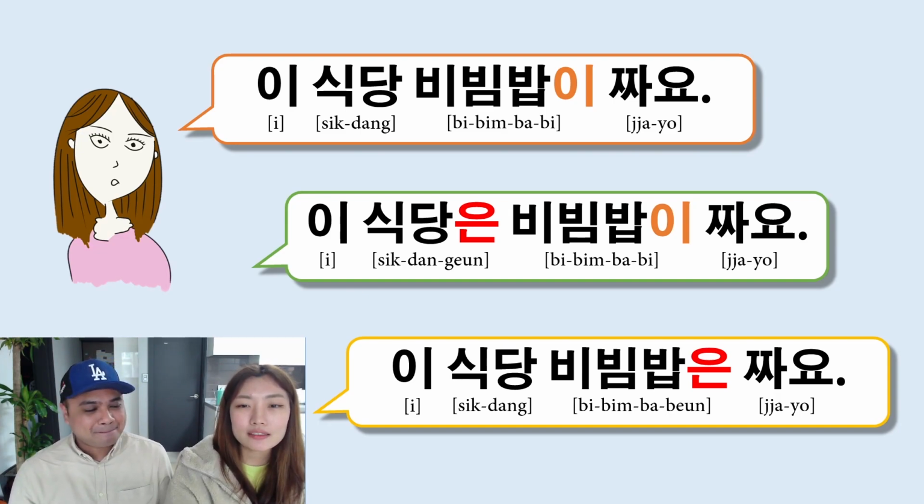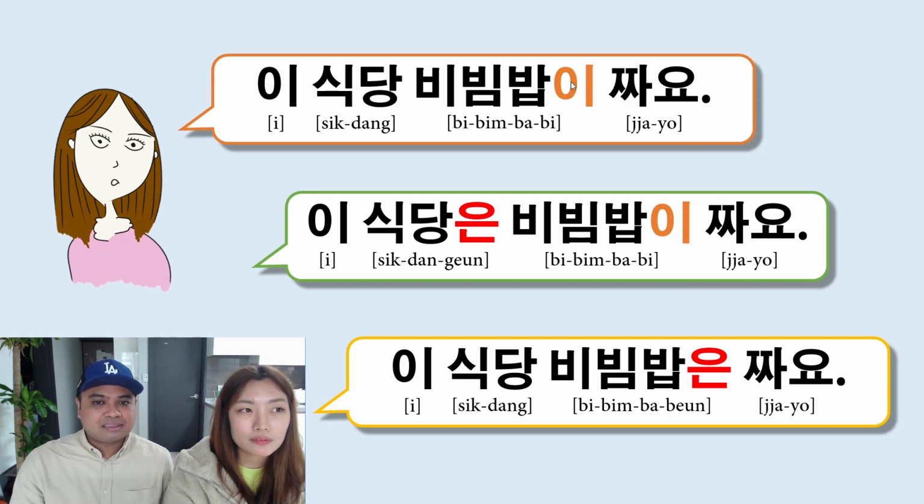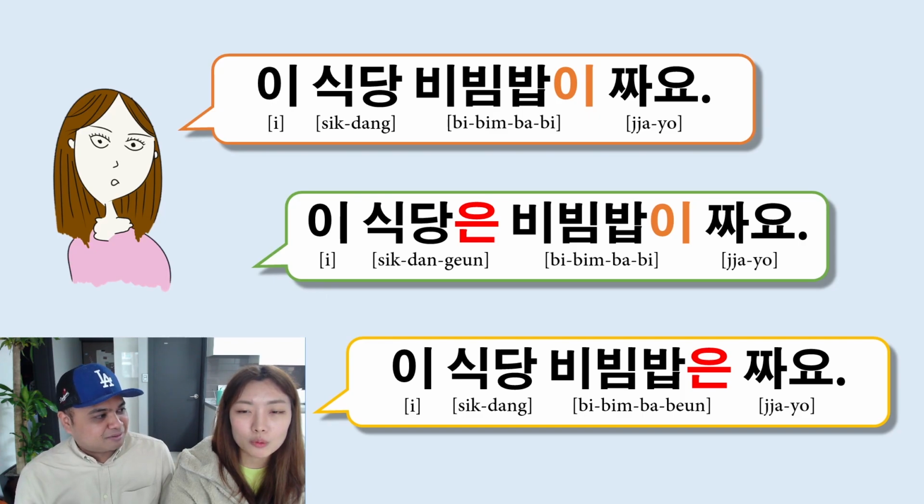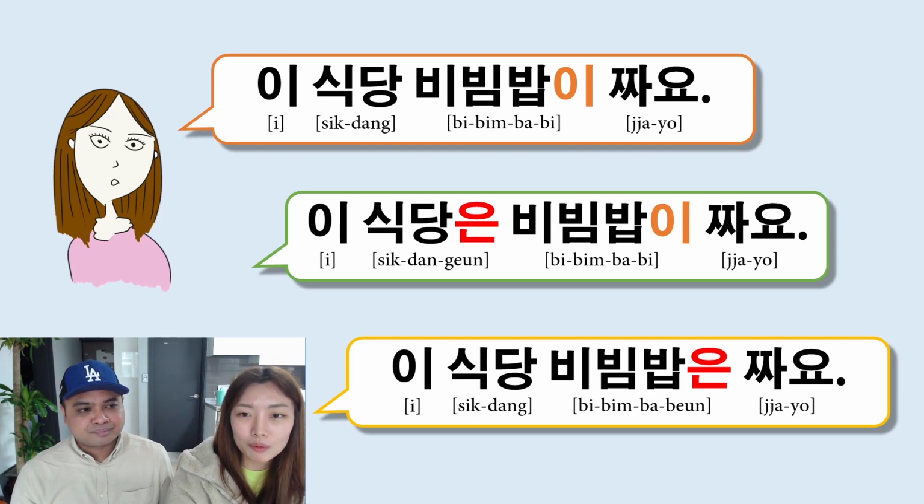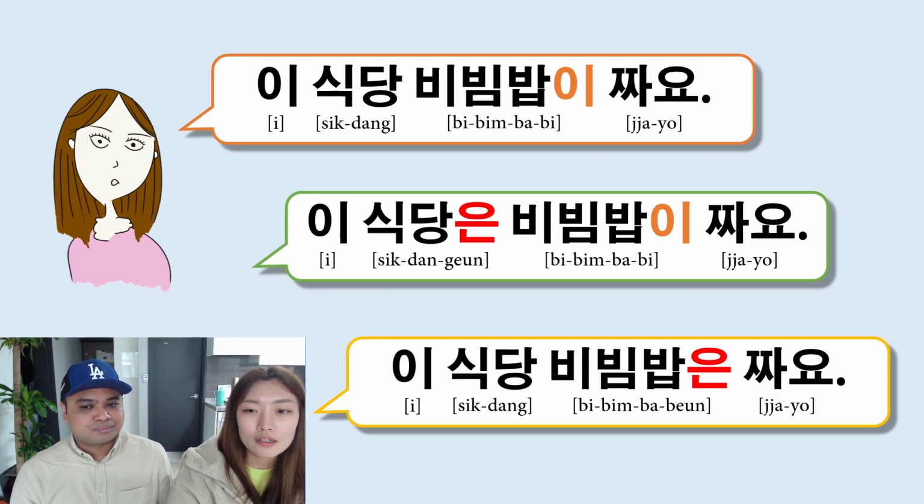So when you say 이 식당 비빔밥이 짜요, it's just a statement. You know the bibimbap is salty, but you are not talking about the other things, right? So you don't care, or you don't know, whatever. You just want to talk about 비빔밥이 짜요. But when you say 비빔밥은 짜요, it's like you know something about other topics, like other menus. So for other menus, you know some more information.